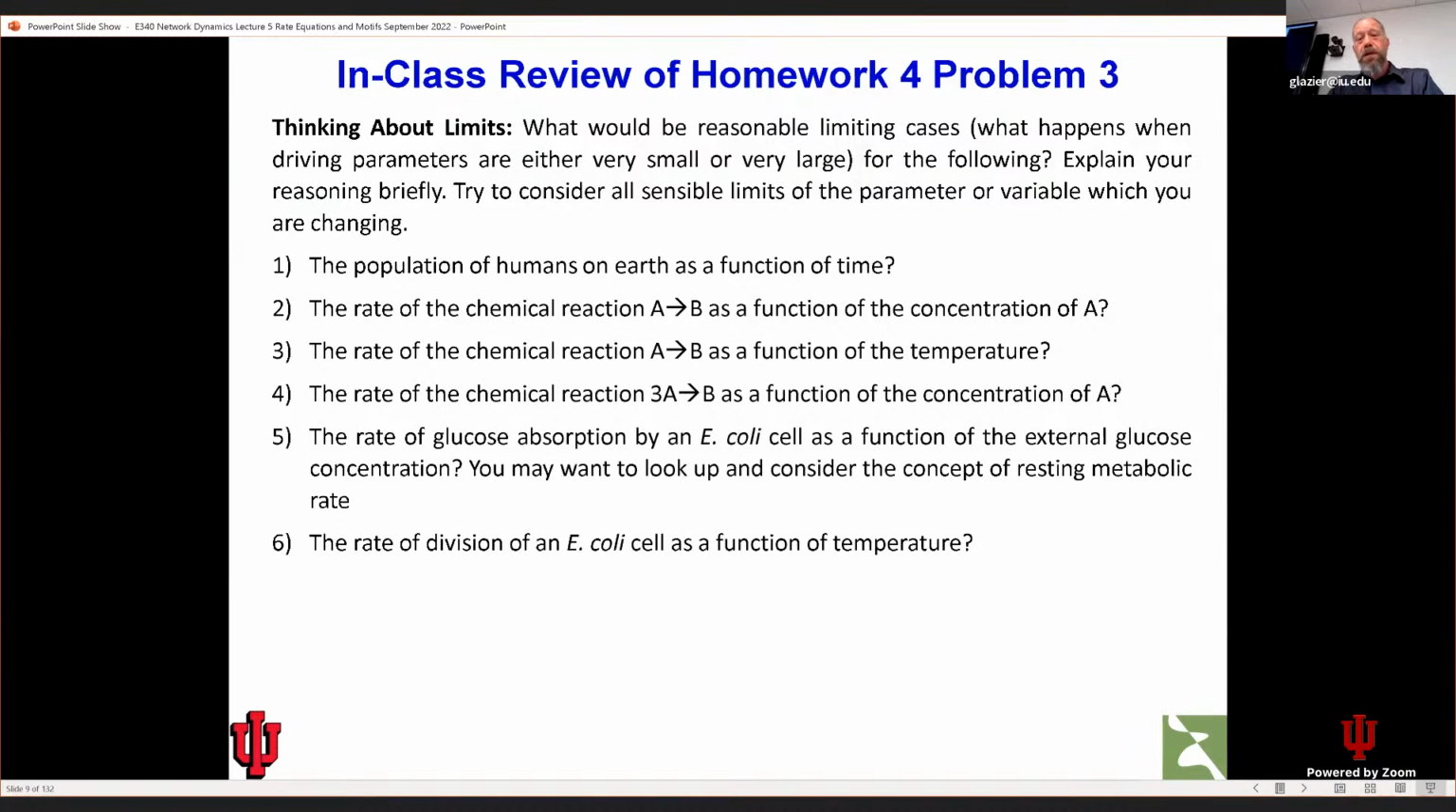So the answer that was given was that if the E. coli were dead, it wouldn't be absorbing at all. If the concentration of glucose outside the E. coli is very high, there'll be a maximum rate. And so you'll see saturation. And so in that case, you'd expect that for low concentrations of glucose, the rate of absorption would be linear in the concentration. And then you would see a saturation of a maximum absorption amount at high concentrations.